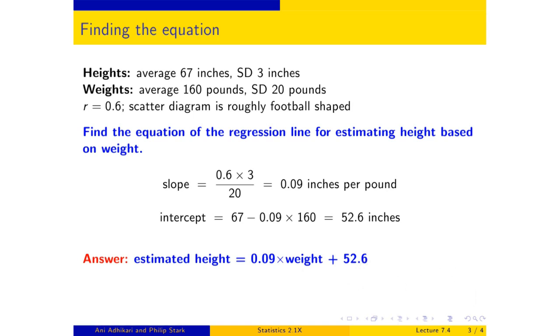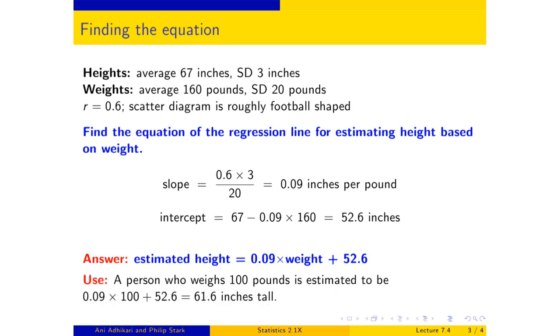So what is this for? This is for estimating height based on weight. So if I give you a weight, you are simply going to plug into this equation and out is going to pop your estimated height. So let's say I tell you that the weight was 100 pounds. Then you will plug 100 pounds into this equation and out will pop your estimate of 61.6 inches. And let's check that at least ballpark makes sense. 100 pounds is below average weight. And so you're expecting a below average height because your correlation is positive. And indeed, 61.6 is less than 67.